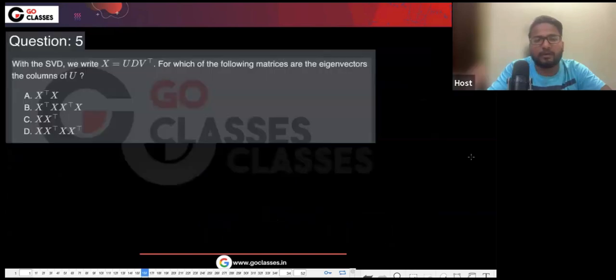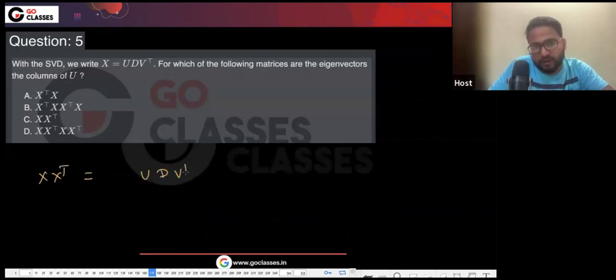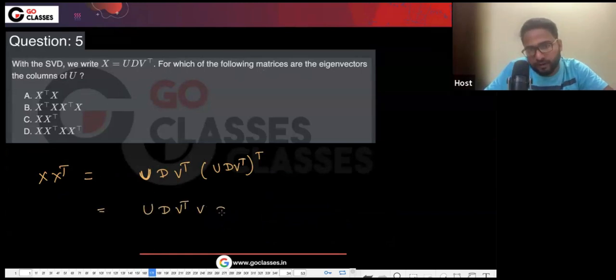Now let's check this. What they're saying is, if X is this, which of the following matrices have the columns of U as eigenvectors? So let's check X transpose. I think it is X transpose, right? So X transpose is U D V transpose, because U is coming first. So it is U D V transpose V D transpose U transpose, something like this, right?